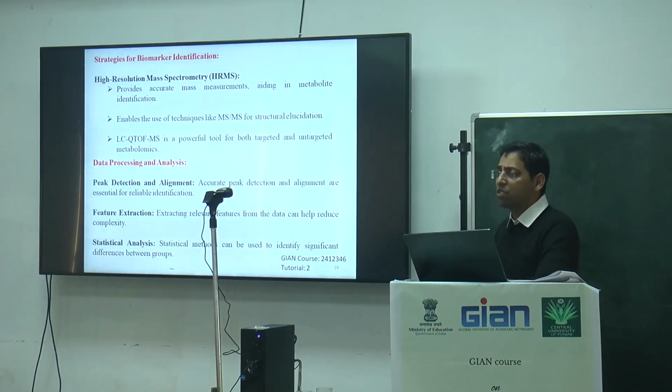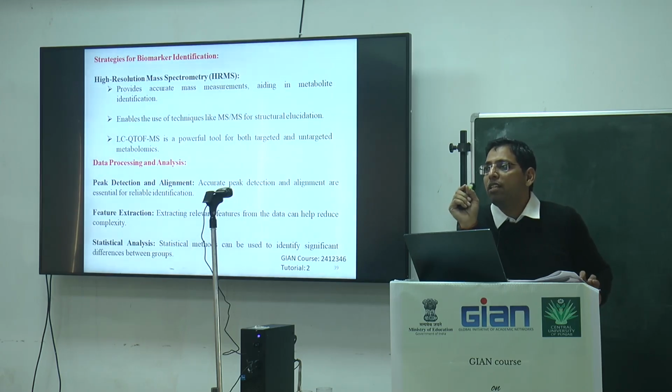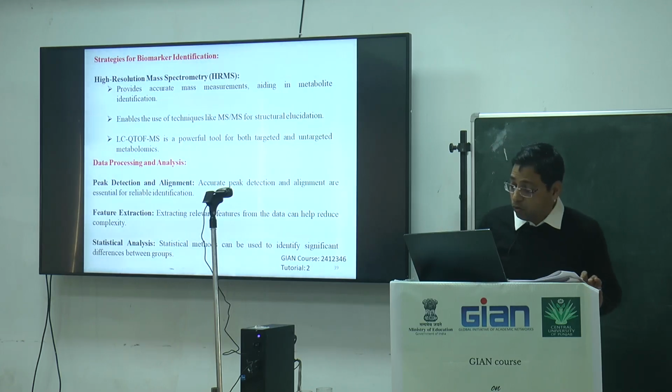So for data processing and analysis, here again there is peak detection, alignment, feature extraction, and statistical analysis for biomarker identification. If you identify a single biomarker for a particular biological situation, you can publish a paper in 10 minutes. Try to understand the strength of this work.